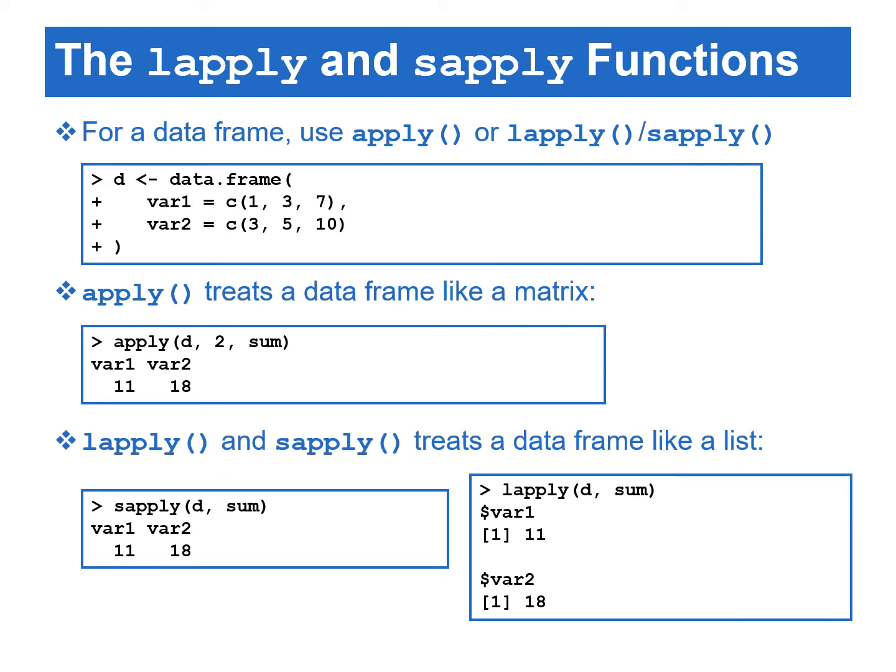When we work with a data frame, we can use either apply, lapply, or sapply function. If we use the apply function, R will convert the data frame into a matrix, and then apply the operation. On the other hand, if we use lapply or sapply function, R will treat the data frame as a list. Remember that a data frame is a special case of the list object.